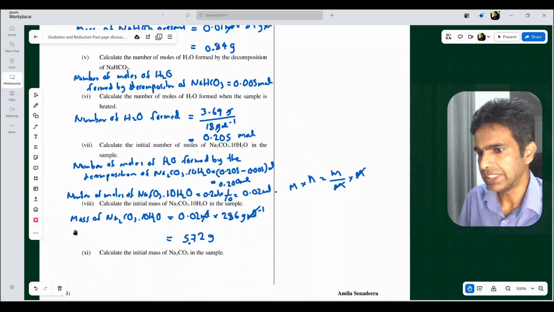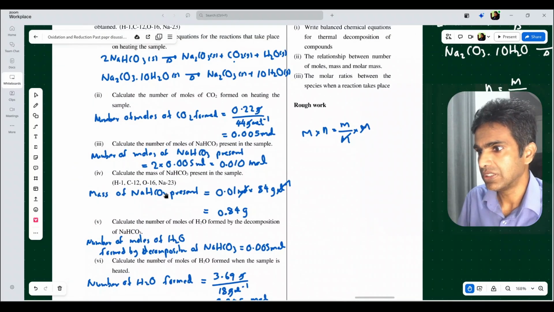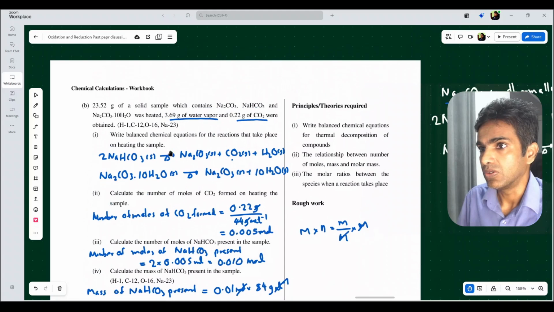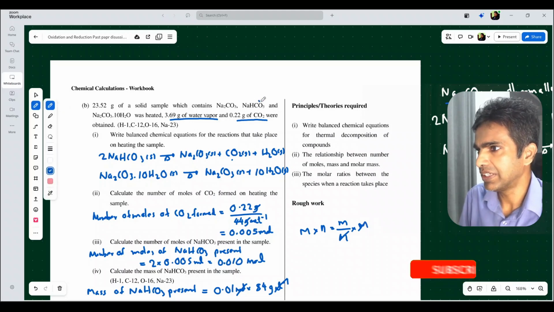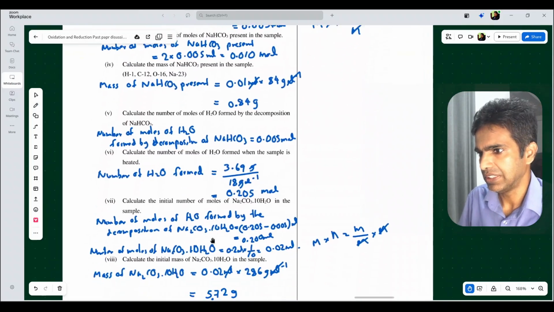So we know the initial mass of hydrate of sodium carbonate. We know the mass of sodium bicarbonate. So there were 3 compounds: sodium carbonate, sodium bicarbonate and hydrate of sodium carbonate. Total mass was 23.52 grams. We know the mass of sodium bicarbonate, we know the mass of hydrate of sodium carbonate. Therefore, we can calculate the mass of sodium carbonate in the initial sample.